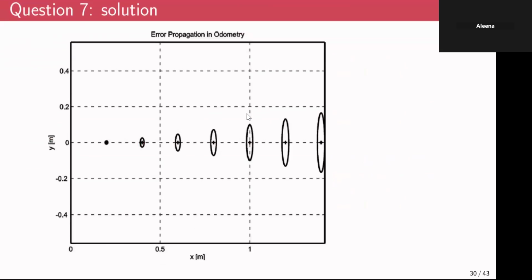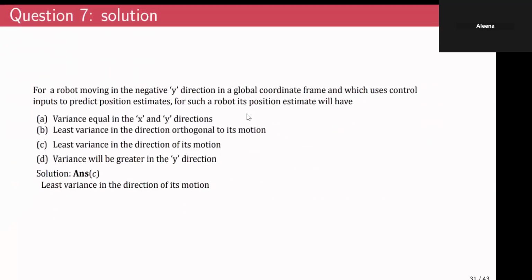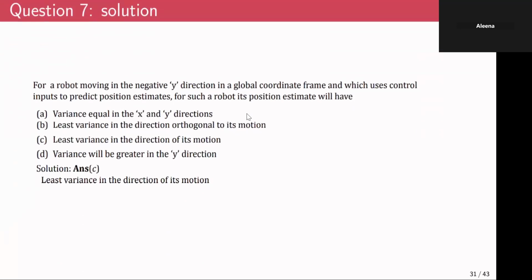Yeah, this is what I was talking about, right? If the robot is moving in one direction, in this case, along the x direction, the uncertainty in the x direction is very small, but the uncertainty in the y direction is very high. Okay. Now moving on to question 7. For a robot moving in, okay, I think this is just the question that we have seen. The solution is indeed option C.